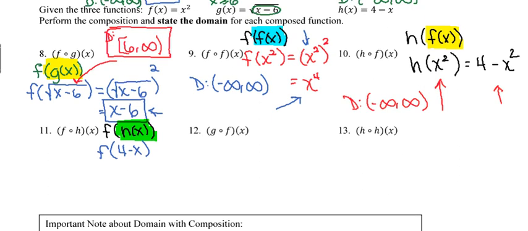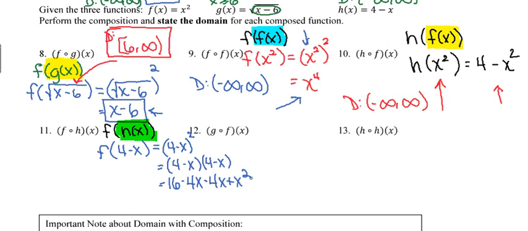So f of x says to take our number and square it. So we're going to take our 4 minus x and square it. So this is going to be 4 minus x times 4 minus x. If you want to put that in standard form, you are more than welcome to. In the interest of time, I'm not going to.